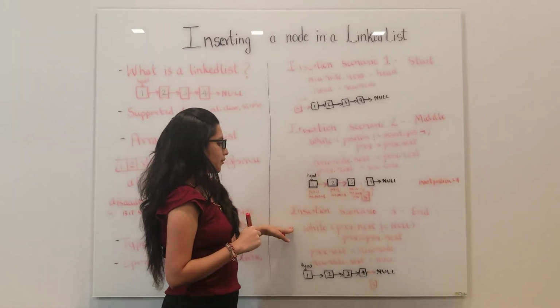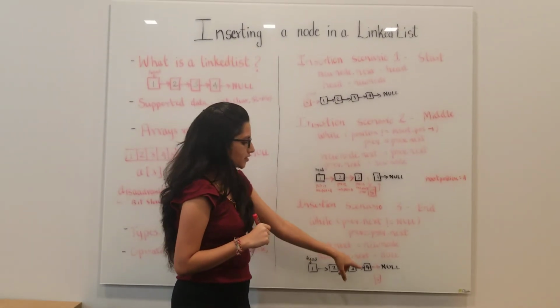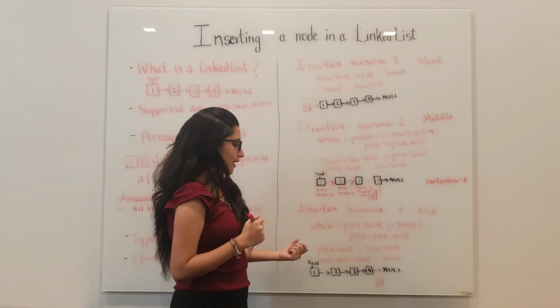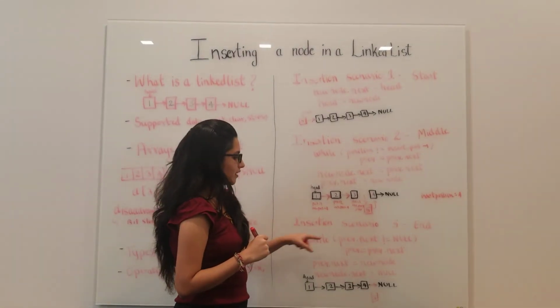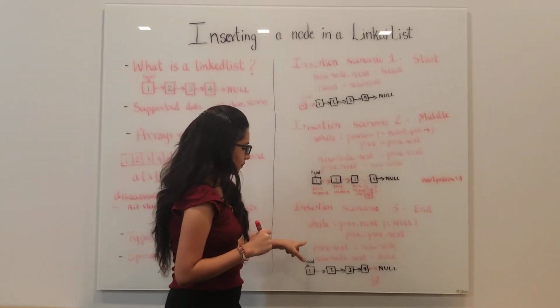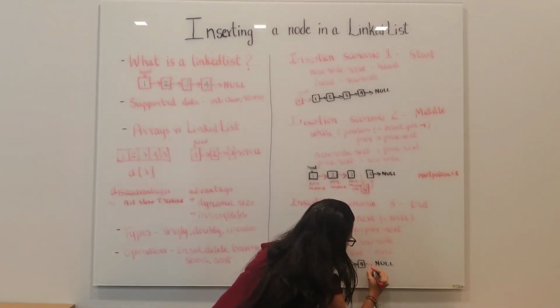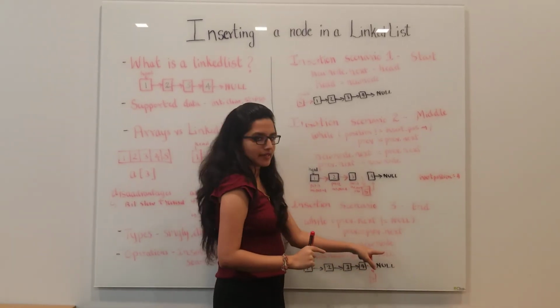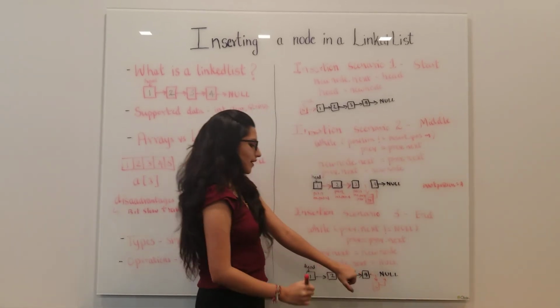And the third scenario is inserting at the end. So to insert at the end, first we have to reach the end of the linked list. We already know that the last element of the linked list points to null. So we traverse till we reach null and then we do previous.next equal to new node and new node.next equal to null. So this will be our last node.